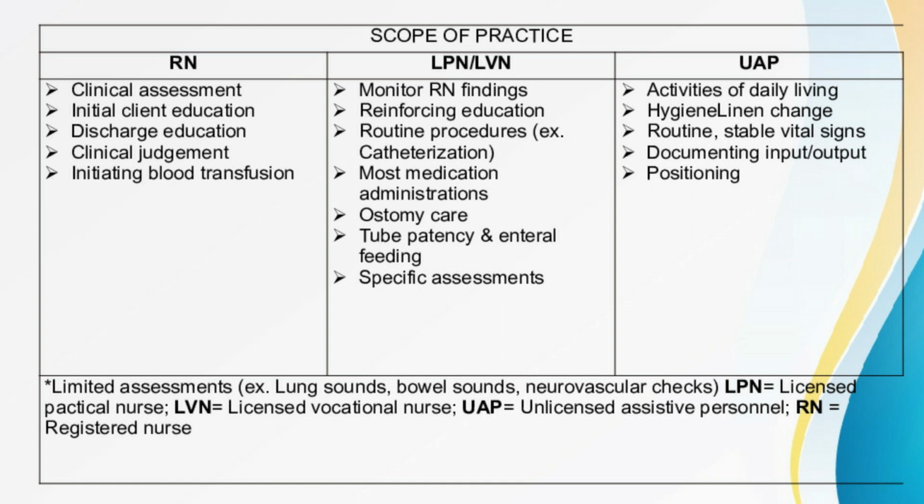For the RN or registered nurse, they should do the following: clinical assessment, initial client education, discharge education, clinical judgment, initiating blood transfusion. For the LPN or licensed practical nurse and LVN or licensed vocational nurse, they should do the following: monitor RN findings, reinforcing education, routine procedures, catheterization, most medication administrations, ostomy care, tube patency, enteral feeding, specific assessments. And for the UAP or unlicensed assistive personnel, they should do the following: activities of daily living, hygiene, linen change, routine, stable vital signs, documenting input-output, positioning.